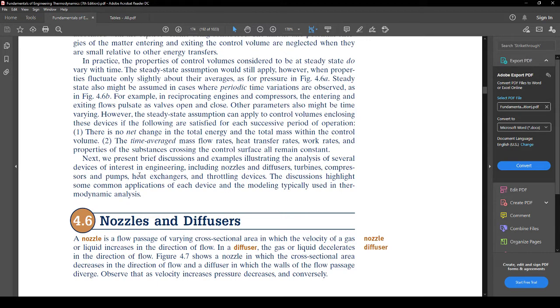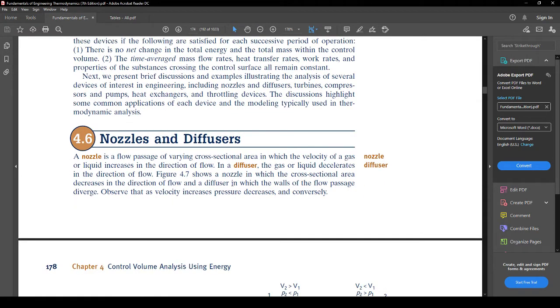So right here it says, next we present brief discussions and examples illustrating the analysis of several devices of interest in engineering, including nozzles, diffusers, turbines, compressors, pumps, heat exchangers, and throttling devices. The discussions highlight some common applications of each device and modeling typically used in thermodynamic analysis.